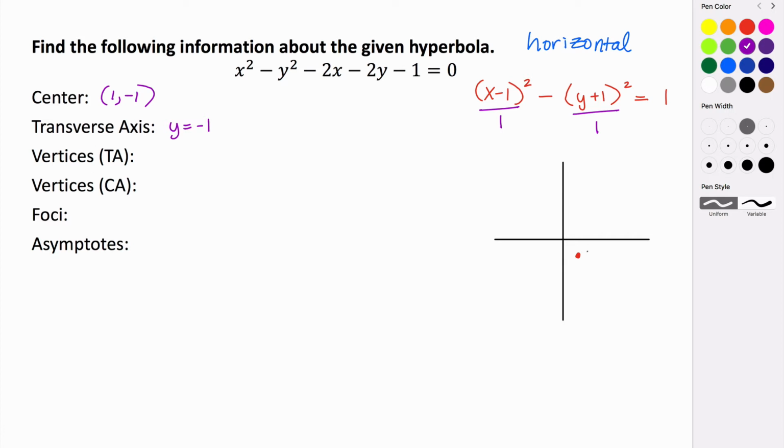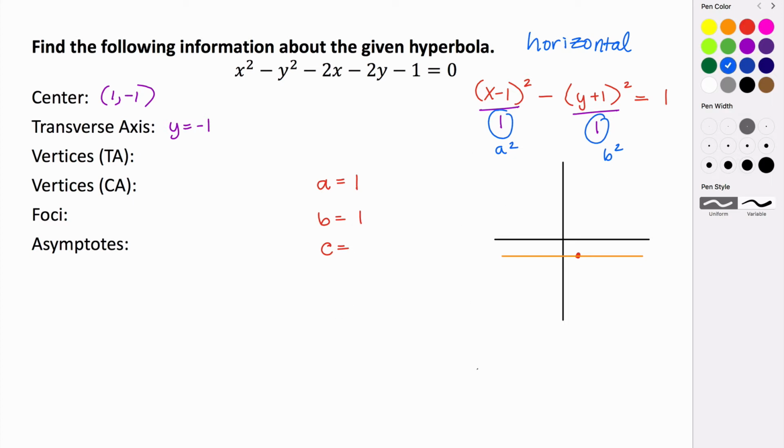The transverse axis vertices are going to lie on this horizontal line. So I can just draw it here. It's going to be something like this. The transverse axis vertices are going to lie on here, and they're going to be a units away from our center. So we have to figure out what is a, b, and c. Remember, a is just the square root of this. This value is a squared. This value is b squared. So a is the square root of 1, which is just 1. b is the square root of 1, again, which is 1.